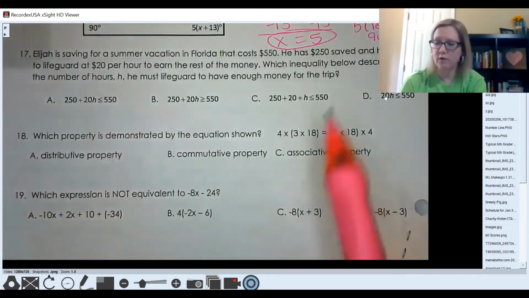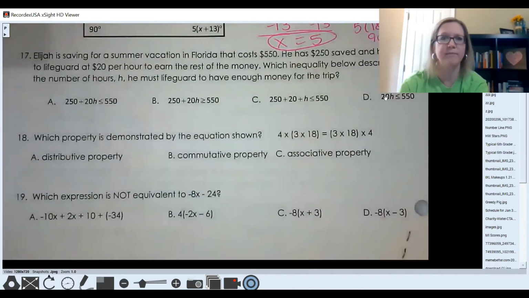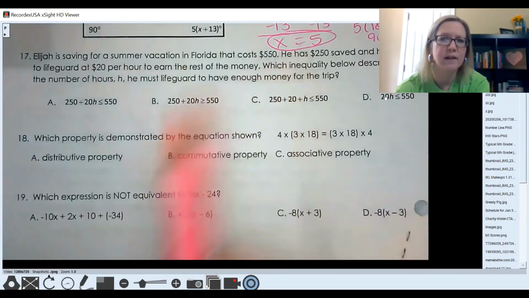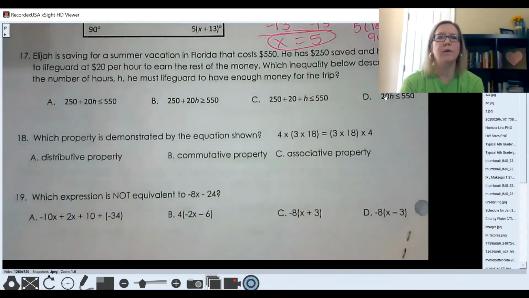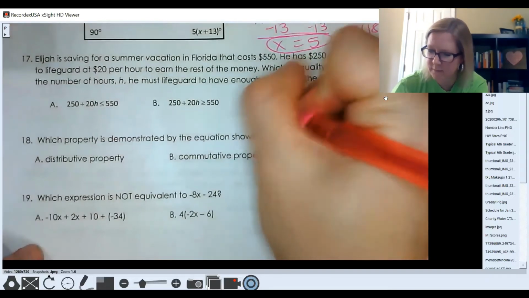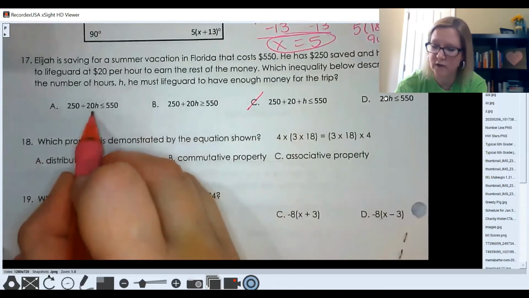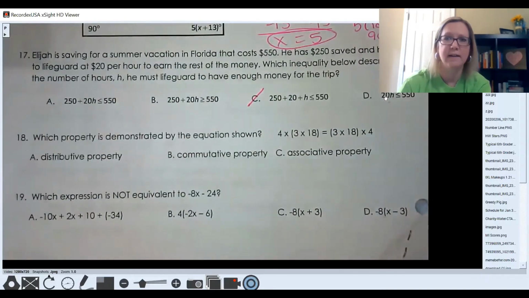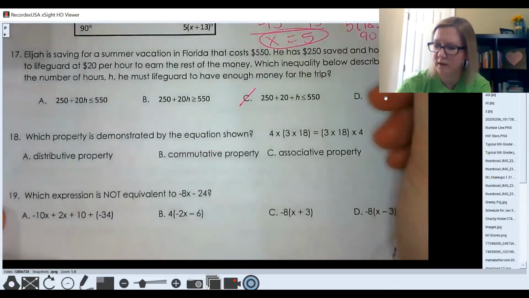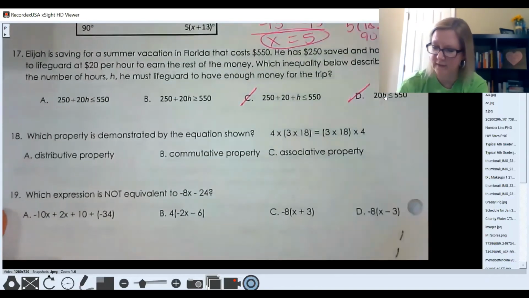All right, so our total is $550. So we can see on all of these, $550 is by itself on one side of the inequality. And then he already has $250, and then he's also going to lifeguard at $20 per hour. So if it's $20 per hour, we'd represent that with 20 times H, okay? So I know I can eliminate C because that's not showing us $20 per hour. All the other inequalities do show that, okay? Now I also can eliminate D because D doesn't even include the $250 that he already has saved. So that does not make sense either.